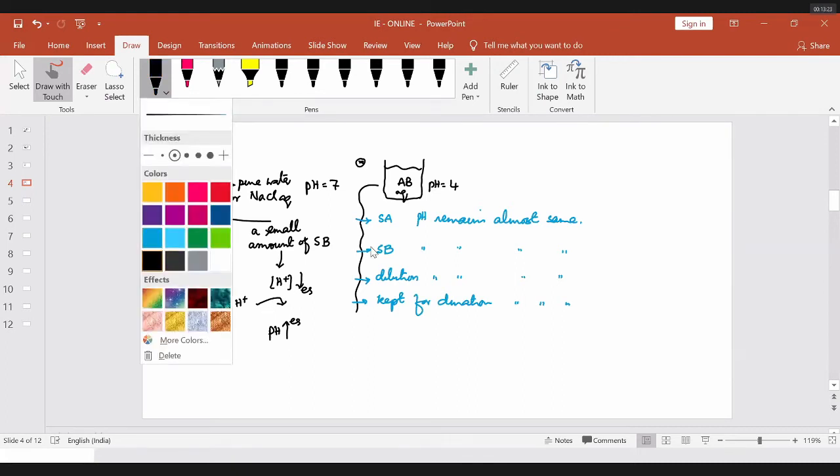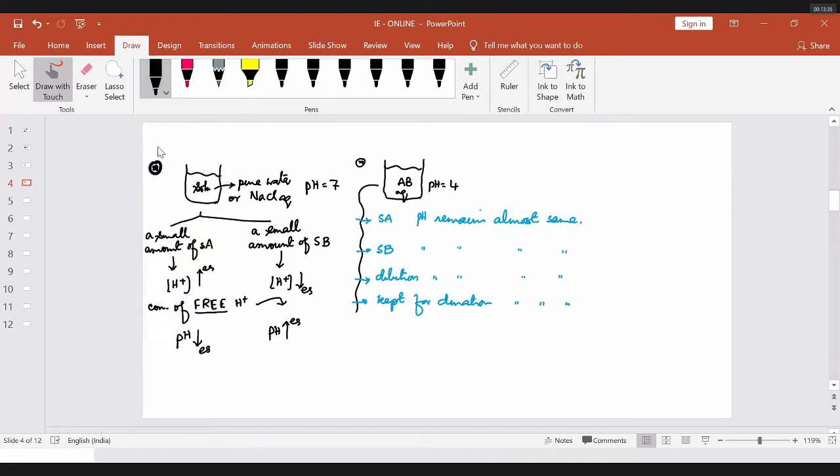A solution whose pH remains almost the same even upon addition of a small amount of strong acid, a small amount of strong base, upon dilution, or upon keeping for long standing. If the pH is not changing, that type of solution is known as a buffer solution. Take down this much, I'll discuss later on.